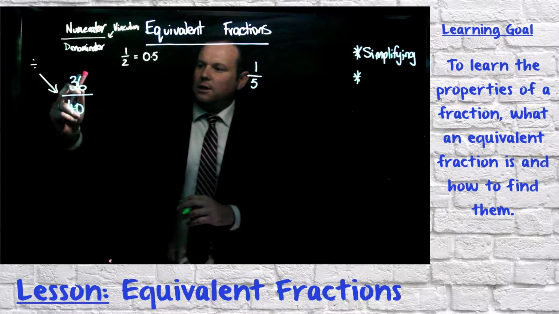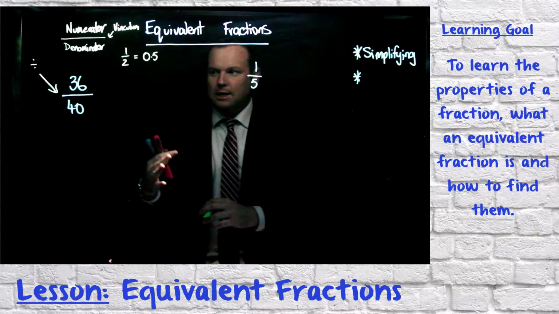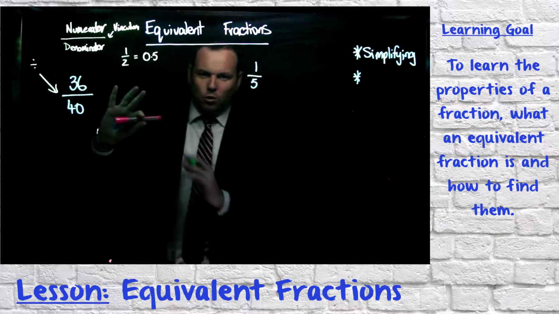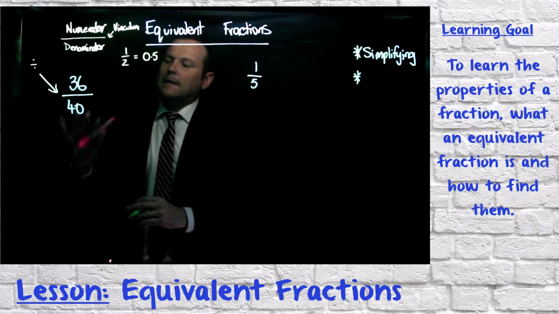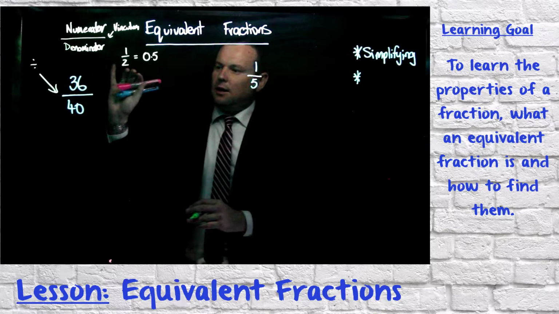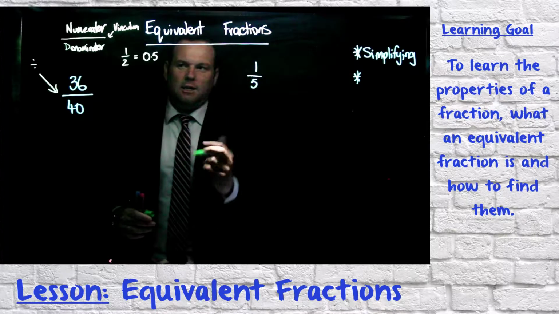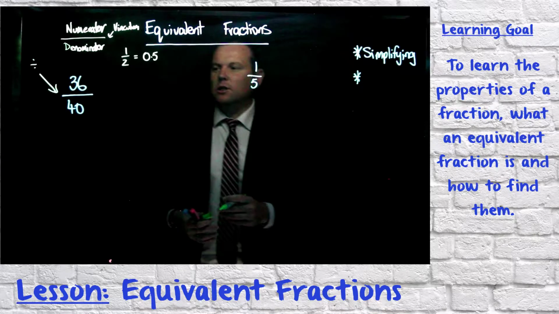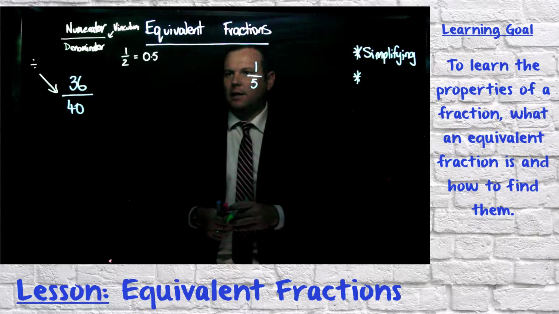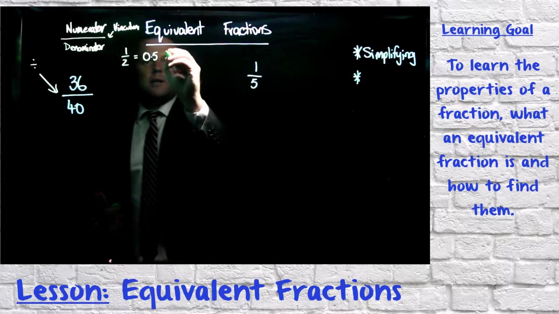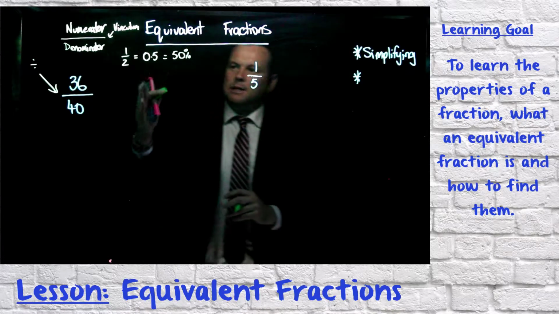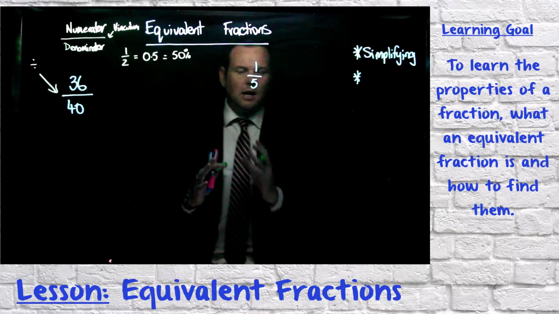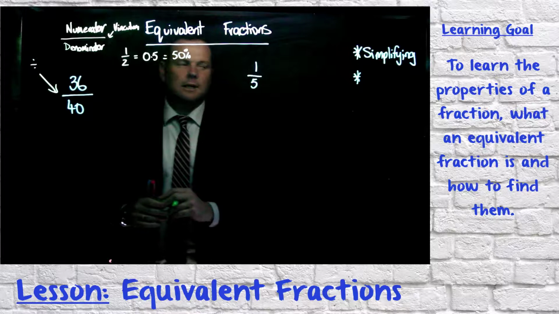So if you did 36 divided by 40, it would give you a decimal answer. And we'll talk about what that answer is a little bit later. It's going to be 0.9. But it will give you the decimal answer. So it's a good way of turning fractions into decimals as well if you need to. Important to understand that this is also 50%. So percentages, decimals, and fractions are related really closely together.